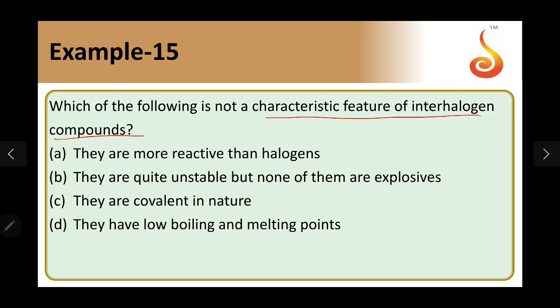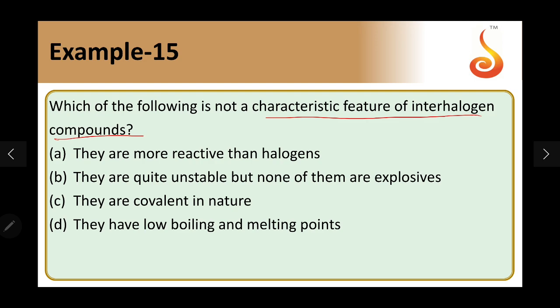They are quite unstable, but none of them are explosives. Because of their high reactivity, they are quite explosive in nature. So because the reactivity is very high, they can be even explosive. So option 2 is not defining the characteristics of interhalogen compounds. They can be even explosives.